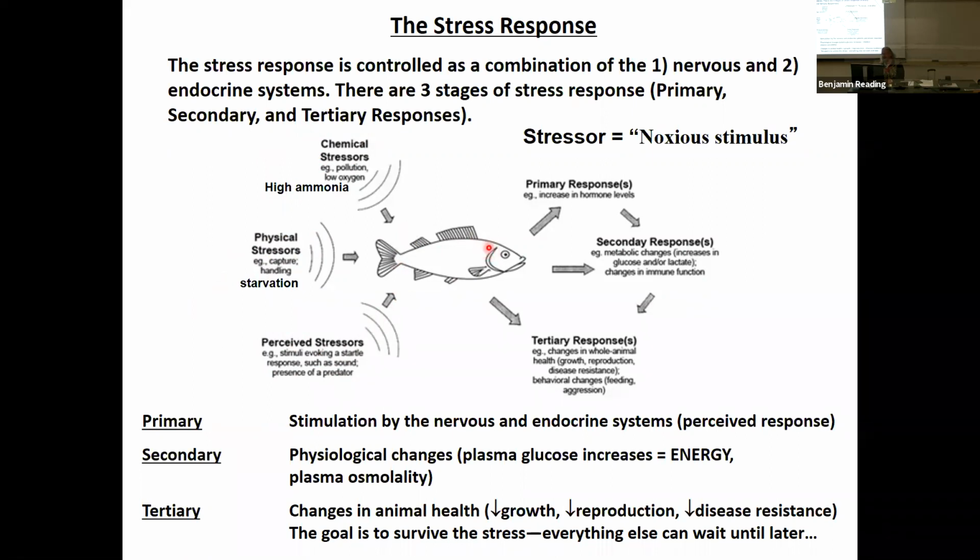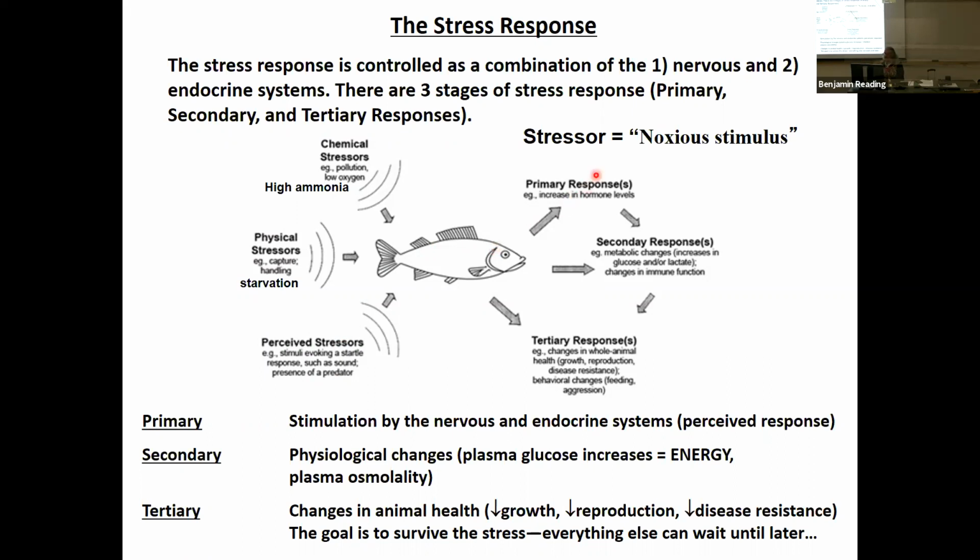Once that process has been made, the fish then sends out an efferent signal out, and then also activates the endocrine system. This is things like adrenaline, corticosteroids, things like that. So the primary stress response, rather, is stimulation by the nervous and endocrine systems. Perceived stress is received. We understand that. Let's start sending a signal out. Let's tell the body, we got to deal with this.